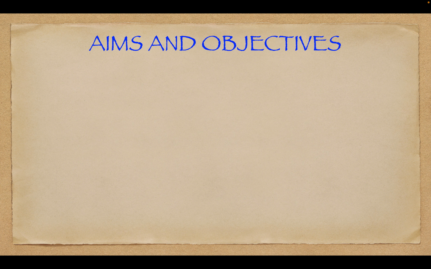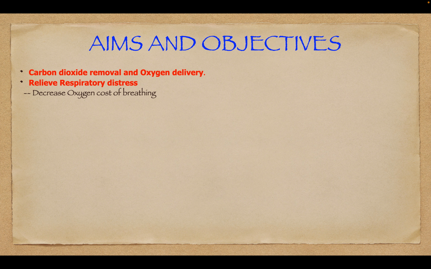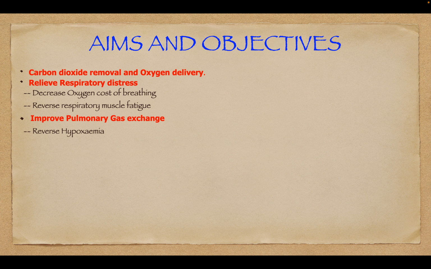So, what are the aims and objectives of mechanical ventilation? Number one is, of course, removal of carbon dioxide and delivery of oxygen. It is to relieve the respiratory distress, especially to decrease the oxygen cost of breathing and reverse the respiratory muscle fatigue. It helps to improve the pulmonary gas exchange, thereby reversing the hypoxemia and the acute respiratory acidosis.